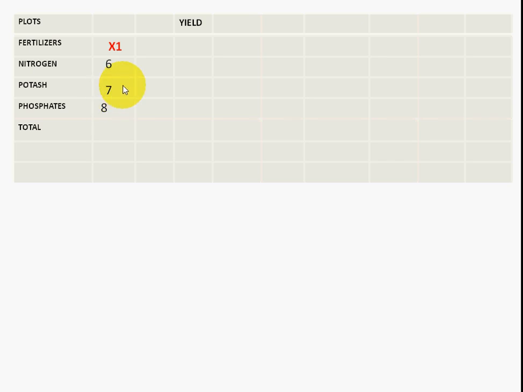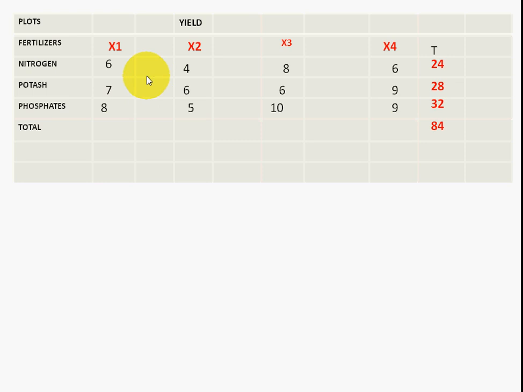X1 is one land. This means that in X1 land, if I have used the nitrogen fertilizer, it gives 6 tons of output, the crop, whatever it may be. If I use potash in X1 land, it gives 7 tons. Similarly in X2 land this is the crop production, similarly in X3 land and X4 land. So here x1, x2, x3, x4 versus the fertilizers, he has given some data.